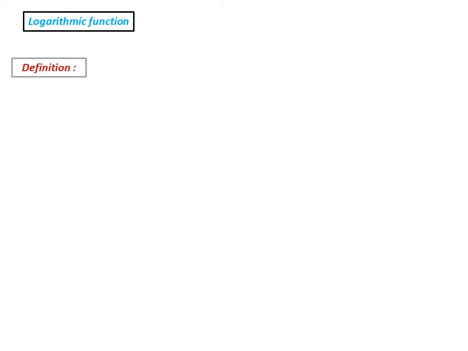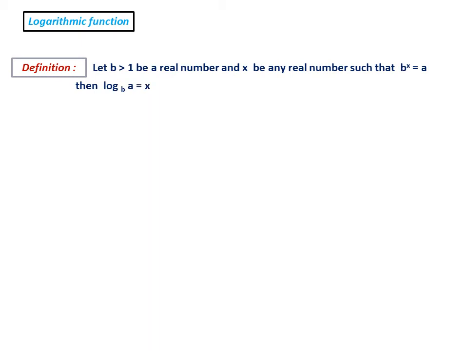Next, let us take the next function, the logarithmic function. See, the definition is this: let b be a real number more than 1, and x be any real number such that b power x equals a, that means exponential. Then we define log a to the base b equal to x. See, here the base is the same, so this is the connection: b power x equals a, then log a to the base b is x, but the condition is that b should be more than 1.